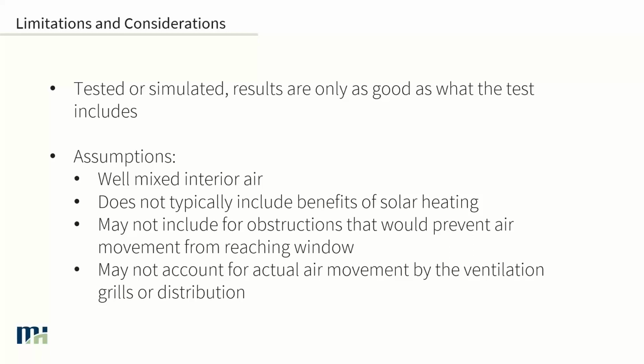And it also doesn't necessarily include obstructions, right, that would prevent air movement from reaching the window. No building really wants to create dead air zones near places that could have a lot of issues with condensation or a lot of thermal bridging. Because if you don't have that air movement, then you have moisture that can potentially build up there, and the air is not able to take away any condensation that forms. So it doesn't necessarily account for that.